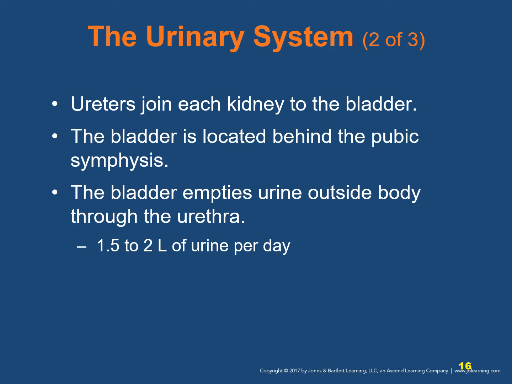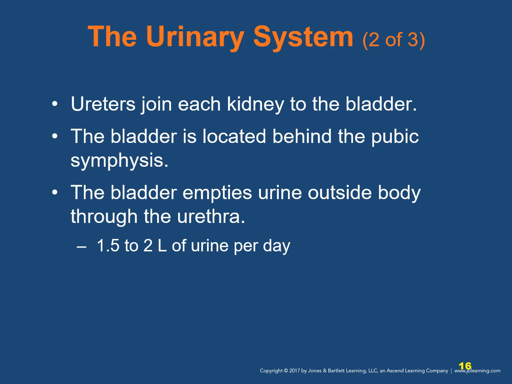The ureters are small, hollow muscular tubes, and the process of peristalsis moves urine to the bladder. The urinary bladder is located immediately behind the pubic symphysis, which is the front side of the bones of the pelvis, where they join in the front. That's the symphysis pubis. The bladder is located right behind that. The bladder empties to the outside of the body through the urethra.